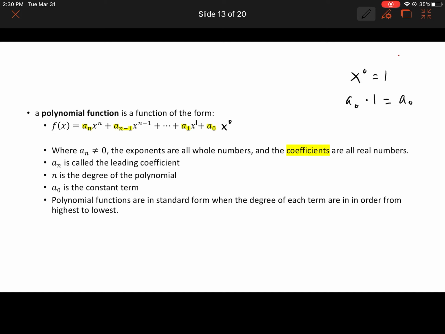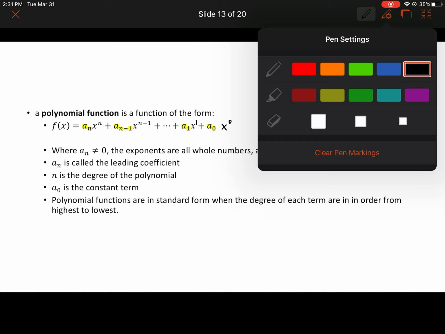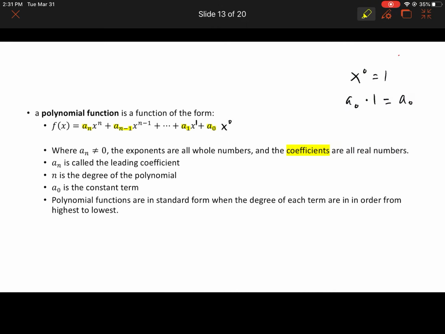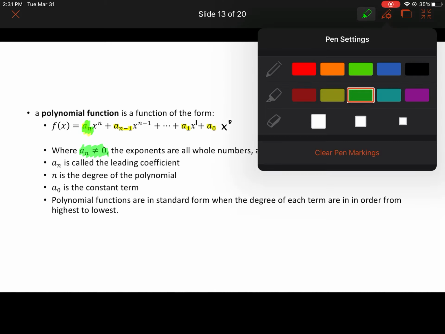You don't always need to have anything in between. Some of these values can be 0, but this first term at the beginning, this one right here, cannot be equal to 0.